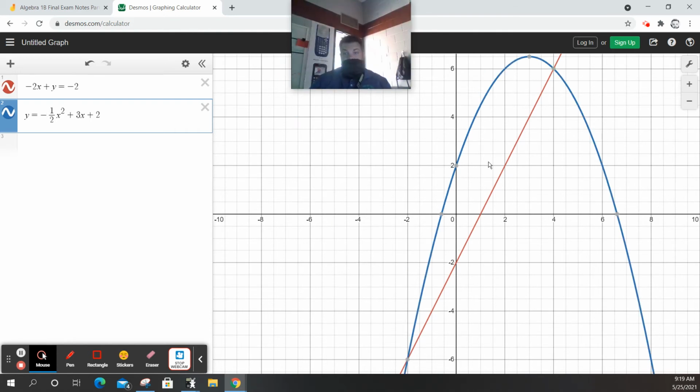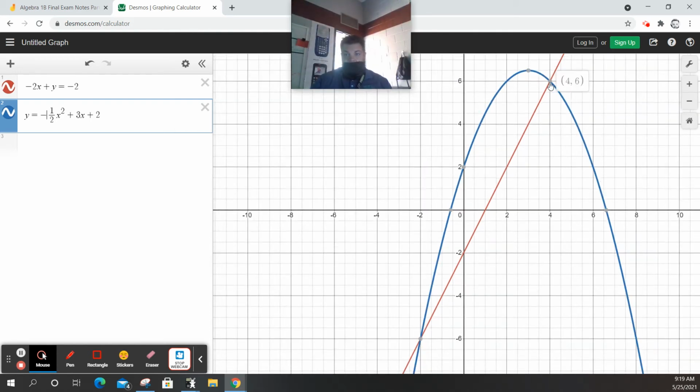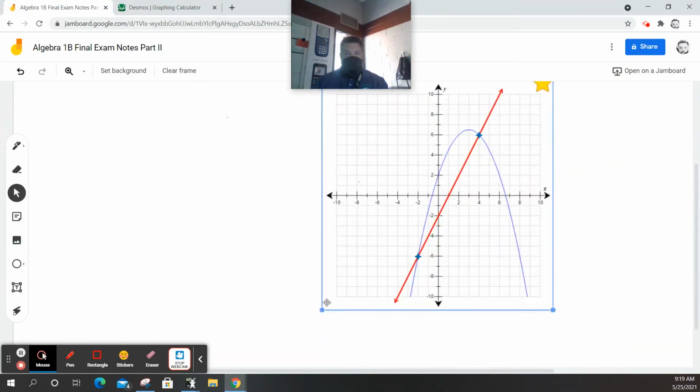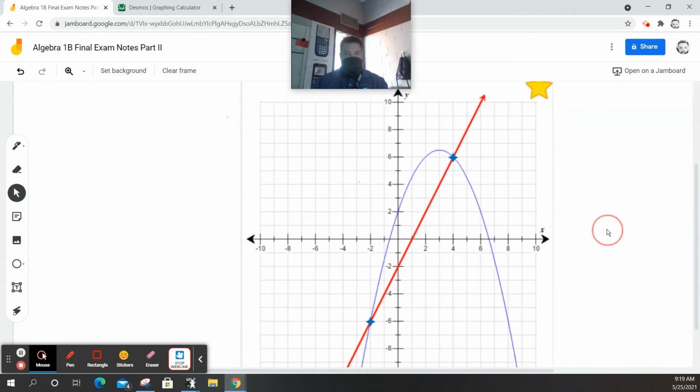All right. So if I zoom out on that, there's this point here and this point here. And that's what they want you to do, those are the solutions. That's how you would do it in Desmos. But I want to make sure that you understand how to graph it. So this is how it should look in the online assignment. It should look exactly like this. Okay?